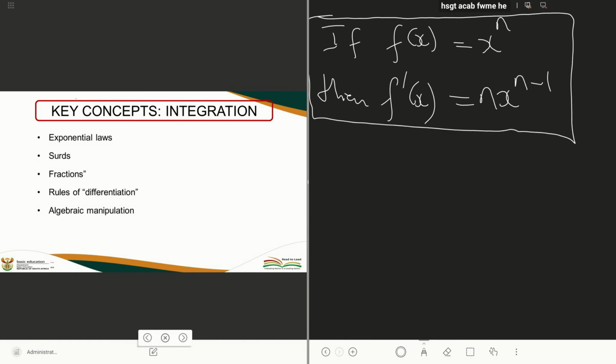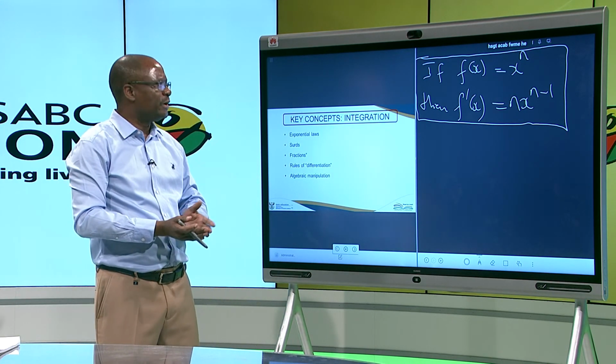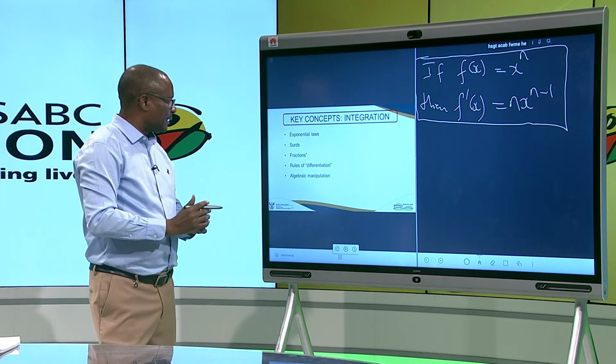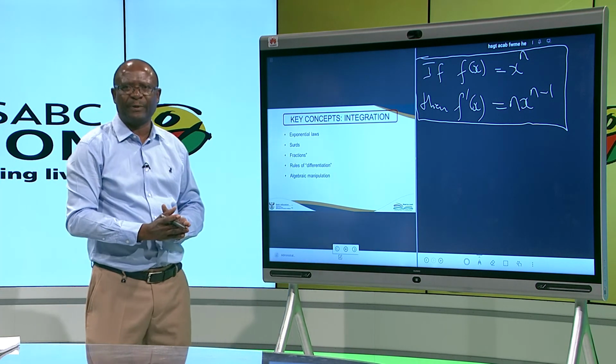Something very important that you need to understand. And also there are some other basic rules for differentiation, like the derivative of a constant is 0. You need to know that. Then lastly, in terms of the concept, it's the algebraic manipulation.